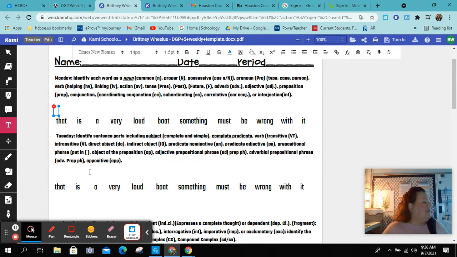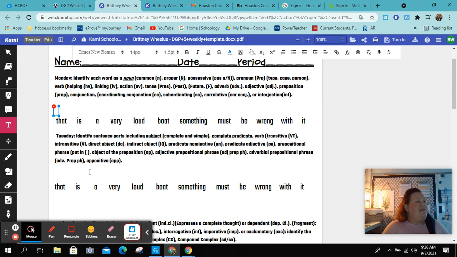Now, I am about to come around and give you a DGP handout. This handout is going to stay in your notebook from now until the end of the school year. You do not throw it away, okay? What I'm going to do is I'm going to give you a few minutes to do this independently, and then we're going to go back and we're going to check it as a group, okay?